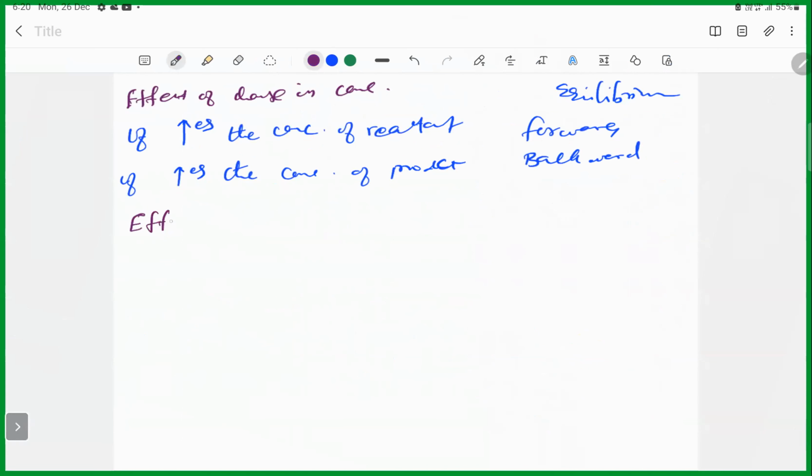Next, effect of temperature. First, you should know, what does endothermic reaction mean? When the energy gets absorbed. And an exothermic reaction means energy gets released. Okay, correct?